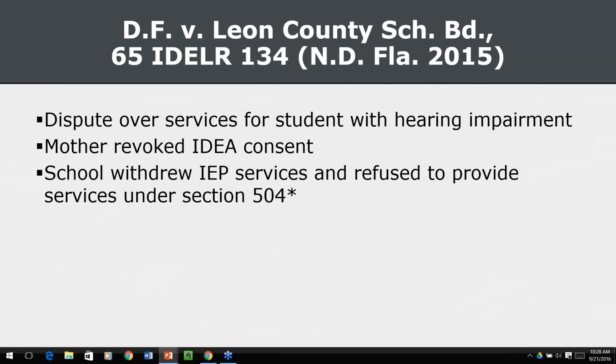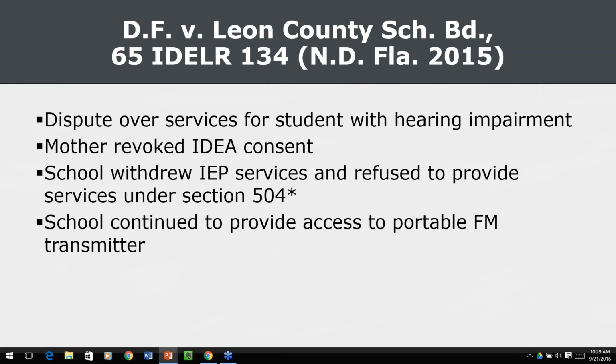Years ago, the Office for Civil Rights issued a letter that said, basically, if you've offered a parent IDEA services and they've refused, you've offered the parent everything they would get under Section 504, and so you don't have to offer them a 504 if they've already turned down an IEP. In this case, the court said that there were some issues with the school assuming that effective communication didn't have additional obligations under the ADA.